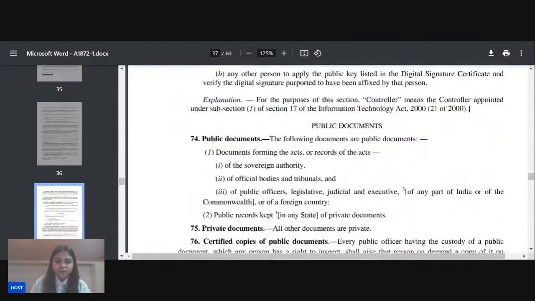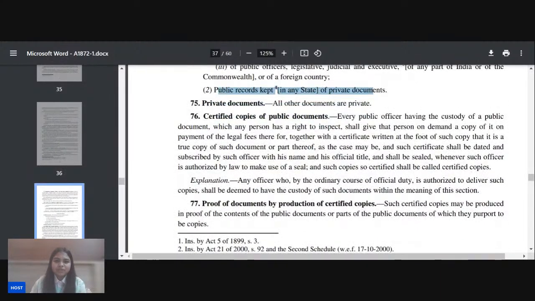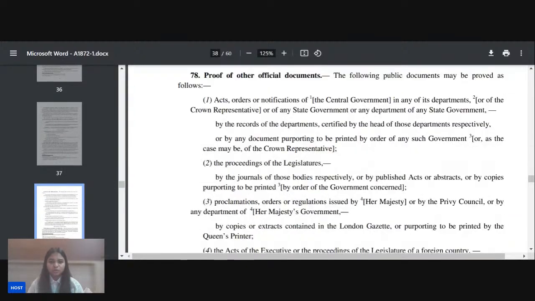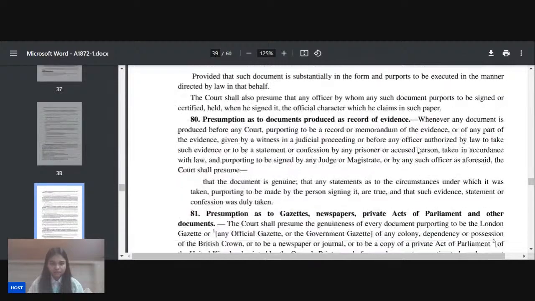Okay, come to public documents. What is a public document under 74? These are public documents: documents which are the acts or records of the sovereign authority, of official bodies, of public officers. Public records kept in private document form are also public records, and private documents are all other documents, right? So 74 is public document, 75 is private document. Just go through these related sections also.